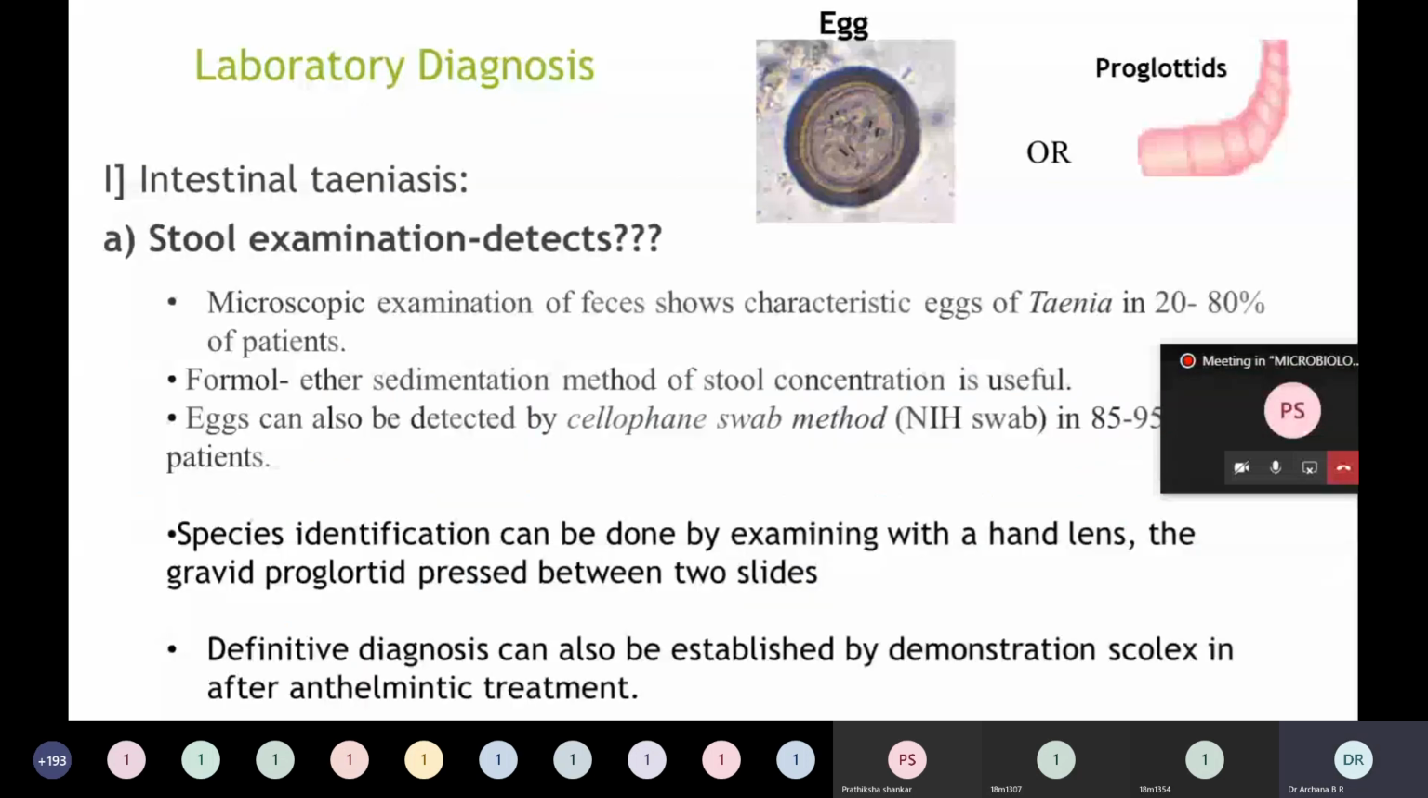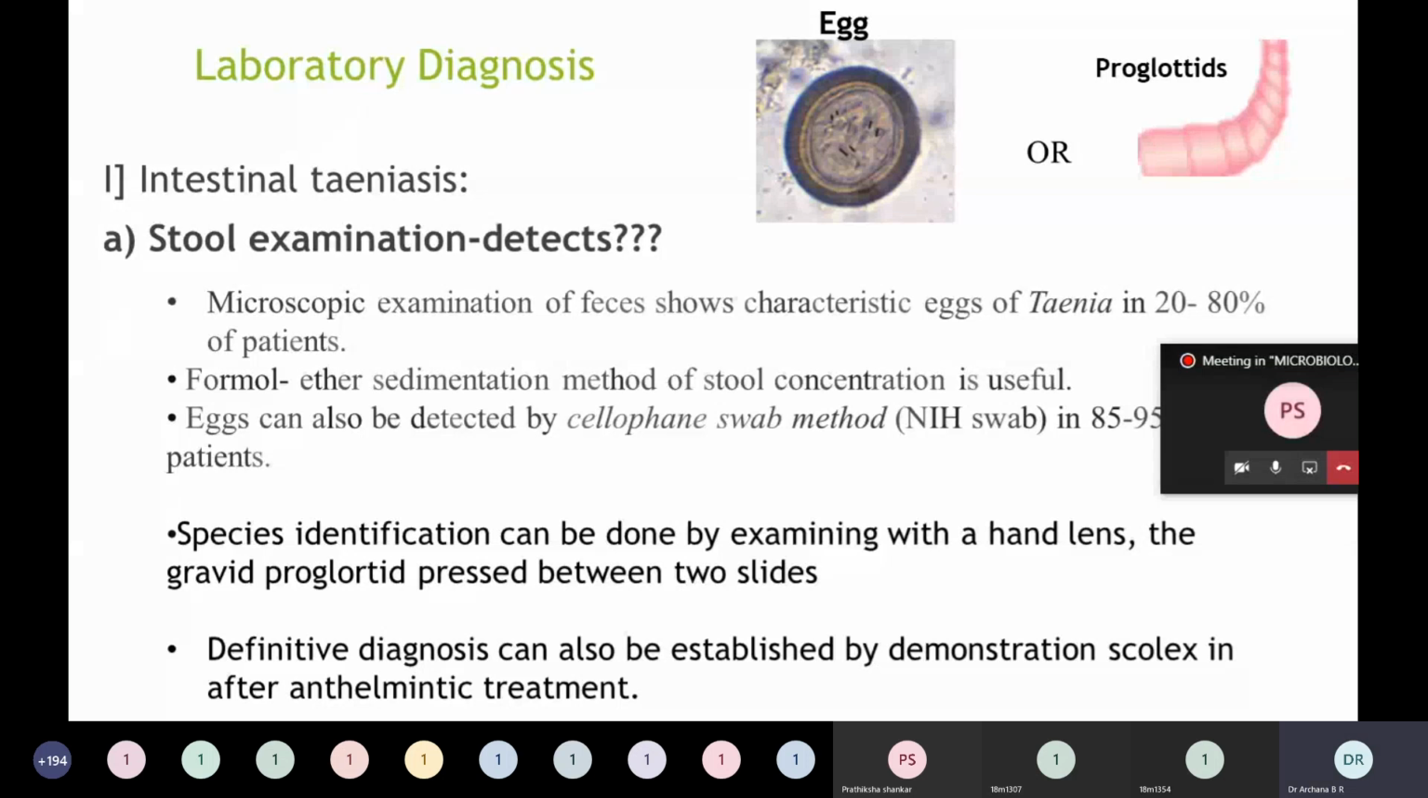Coming to the laboratory diagnosis. For intestinal taeniasis, stool examination. So what does it detect? You can detect the eggs, and microscopic examination of the stool shows characteristic eggs of the Taenia in 20 to 80% of the patients. Formal ether sedimentation method of stool concentration is useful, and you can also detect by cellophane swab method in 85 to 95% of the patients.